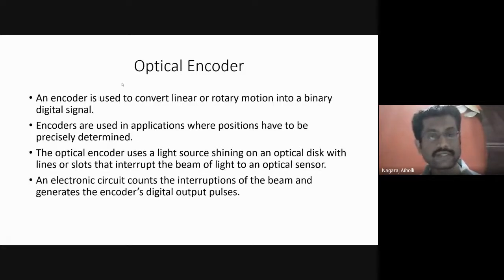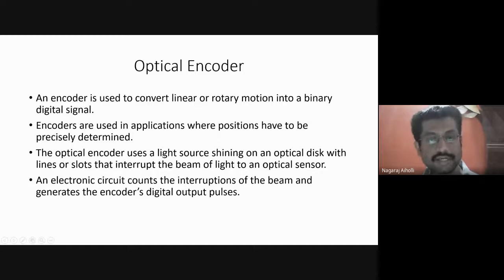Encoders are used in applications where positions have to be determined precisely. For precise determination of the positions, these encoders are used. Wherever the position should be accurately determined, there should not be any error in detecting the position. In such applications, the optical encoders are employed.